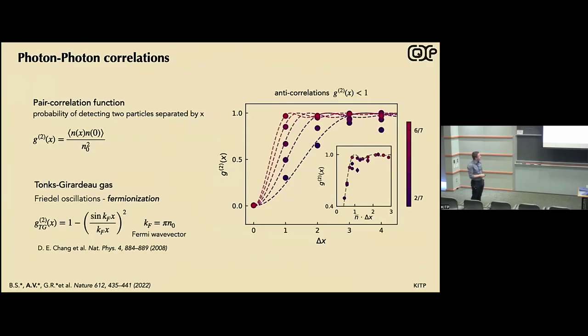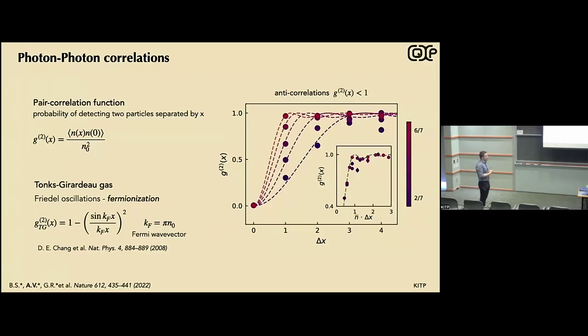And if we take our spatial coordinate and rescale it by our density, as shown in this inset, then we start to see that these correlators are actually collapsing onto the G2 for the Tonks gas. We're starting to see these tiny Friedel oscillations, these small oscillations in the correlations, that is a direct evidence of the fact that our hardcore bosons confined in 1D are behaving as non-interacting fermions.